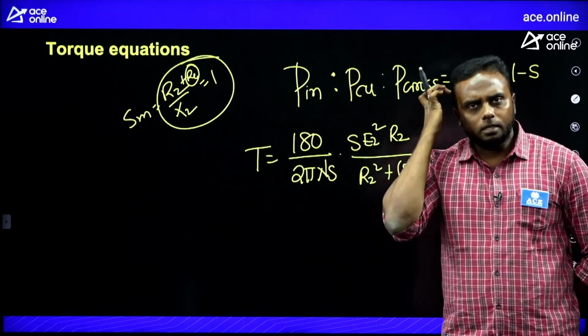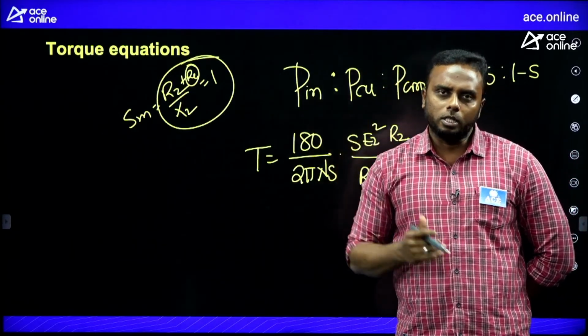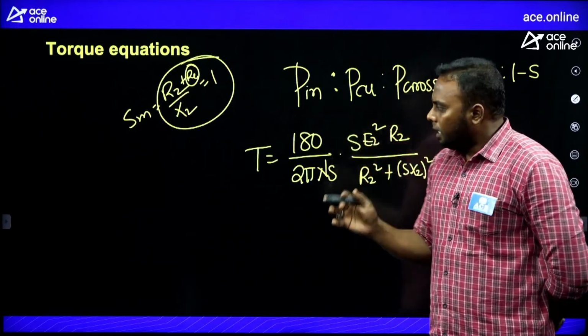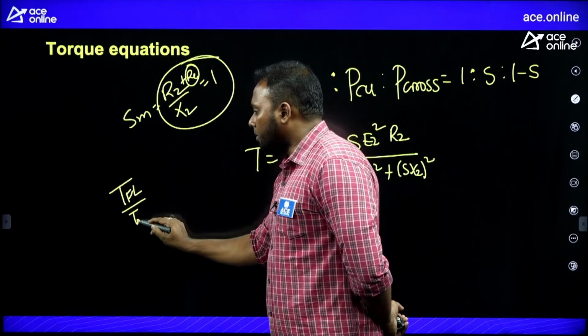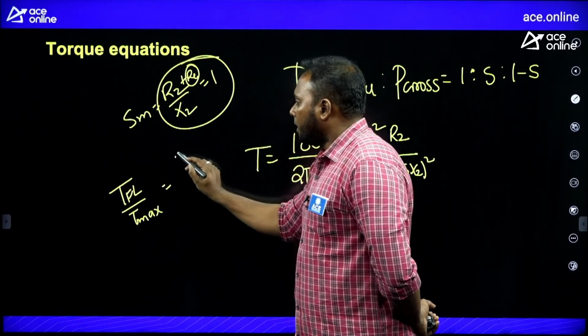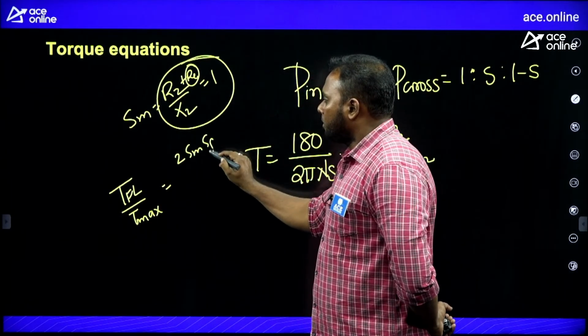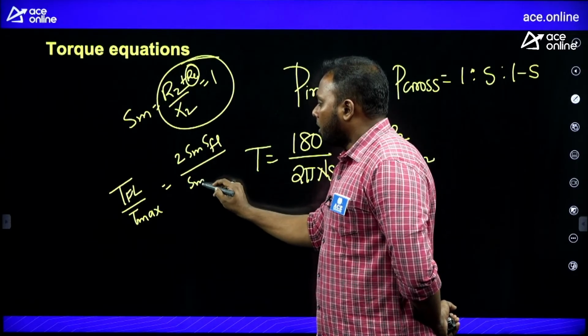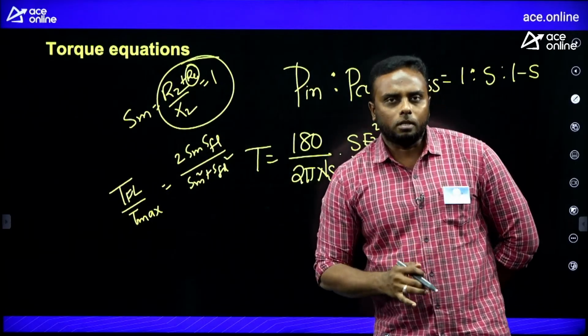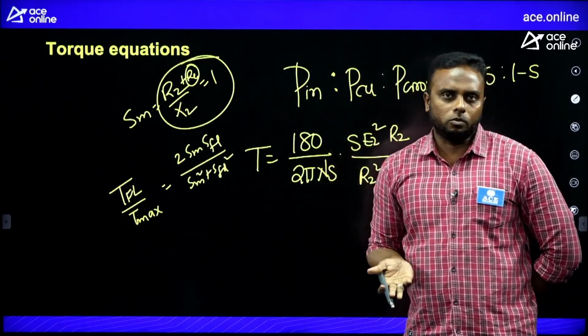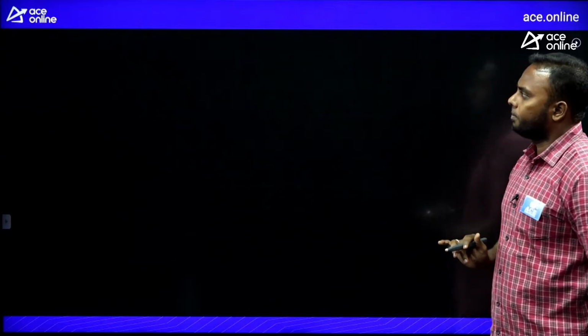So there are some conditions like this. What is the condition for maximum mechanical power? And what is the relation between full load torque and maximum torque? We have a relation, no? What is that? 2 Sm Sfl divided by Sm square plus Sfl square. Similarly, starting torque to maximum torque is 2 Sm by 1 plus Sm square. So all these relations are important.